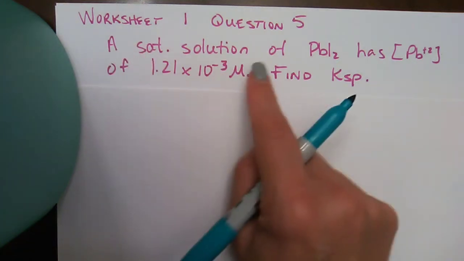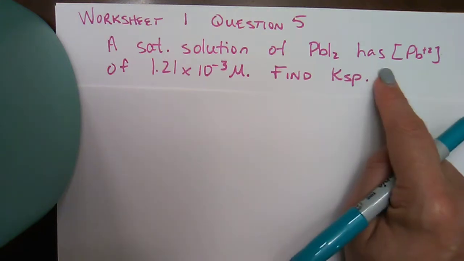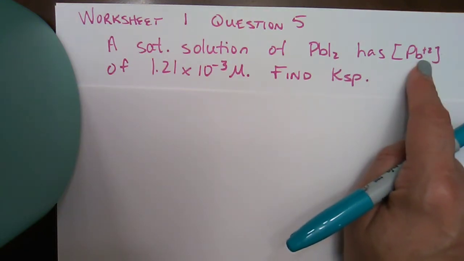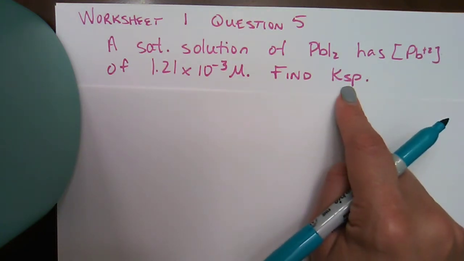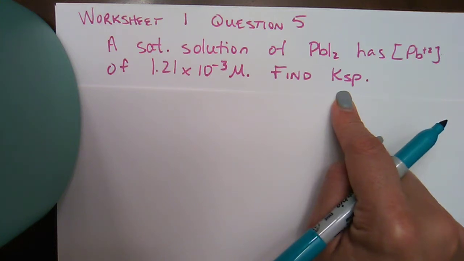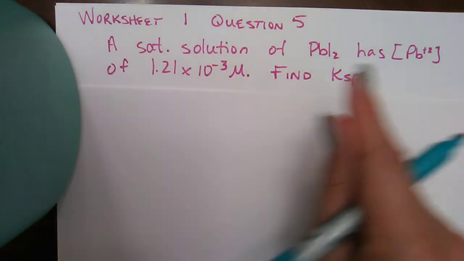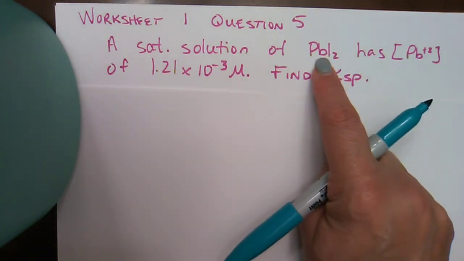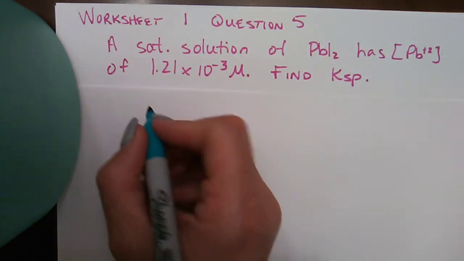We have a saturated solution of lead iodide, and we're told the concentration of the lead ion. They're asking us to find the Ksp. So our first step is to do the big 3 steps. We're going to start with the balanced equation for the dissolving of lead iodide in water.